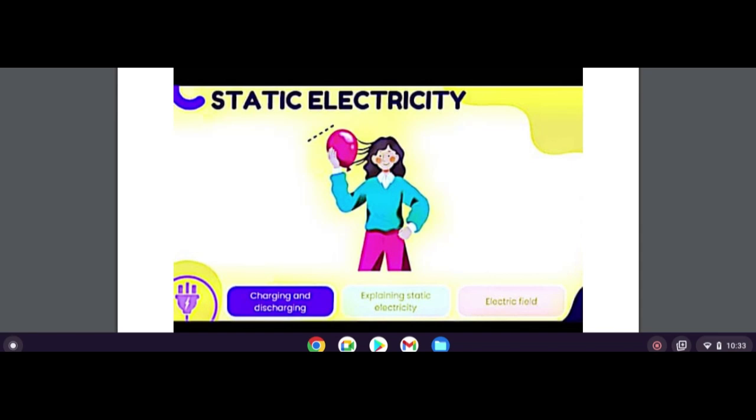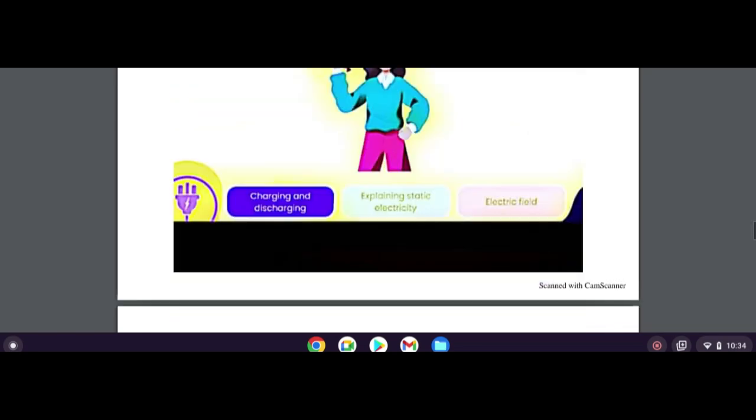I hope you have a balloon in your house. If you don't, you can do the practical as well. Blow up the balloon and then rub it with your hair. When you move a little bit away from your head, it will attract a few of your hairs. Maybe if you have a little sister with long hair, you can do this static electricity practical with her as well. Okay? I did this before.